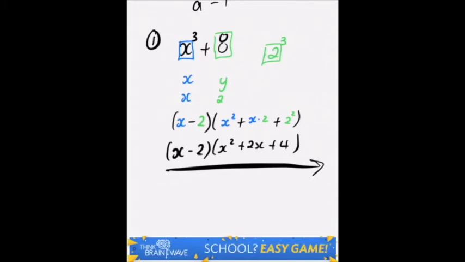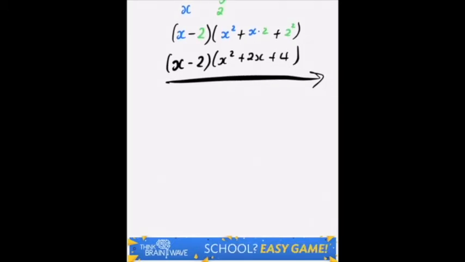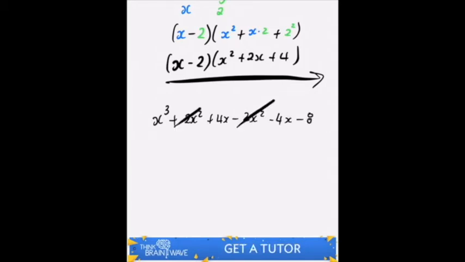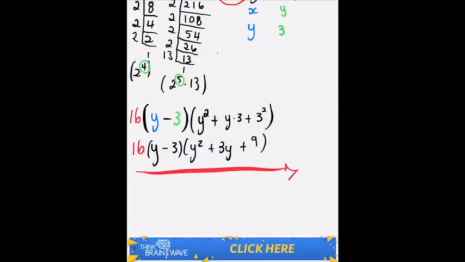Now let's check it. So you'll have x times x squared, which gives you x cubed. You then have x times 2x, which gives you 2x squared. x times 4 gives you 4x. Minus 2 times x squared gives you minus 2x squared. And there you go. You've got all the cancellations taking place there. You're left with x cubed minus 8, which means you've got the correct solution above.